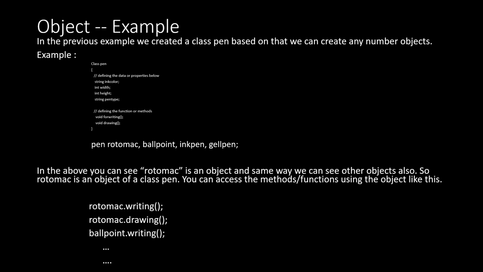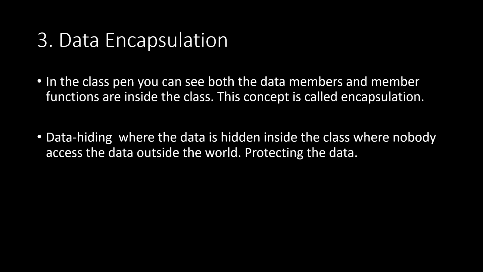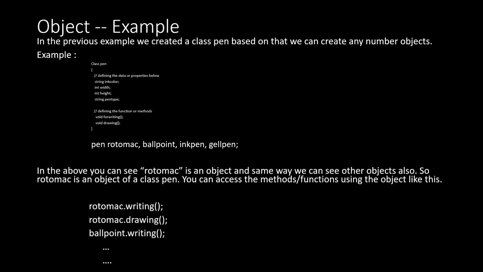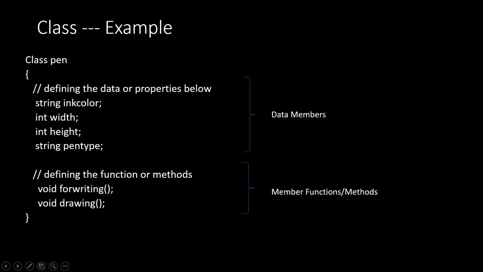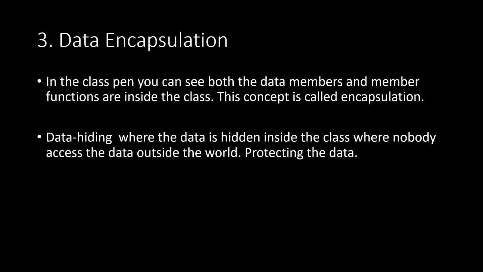This is another concept in OOPS. Next we will come to data encapsulation. In the previous example we have seen the data members and member functions inside a class. This concept is called data encapsulation. That is encapsulating both data and functions inside a class. We call this concept data encapsulation: both data members and member functions inside a class.